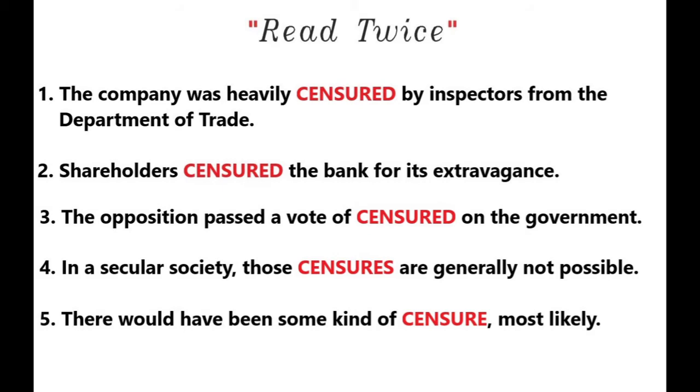Number 3, the opposition passed a vote of censure on the government. Number 4, in a secular society, the censures are generally not possible. Number 5, there would have been some kind of censure, most likely.